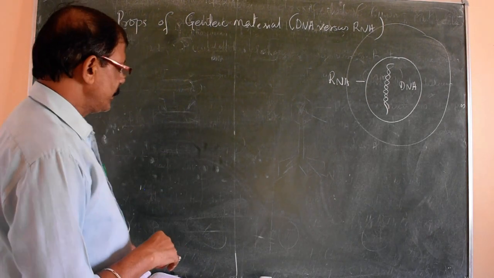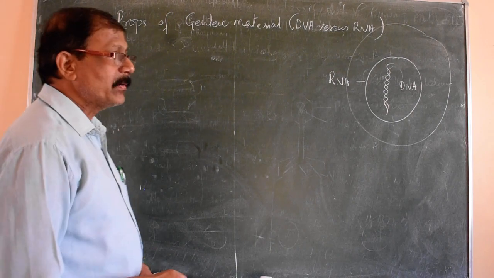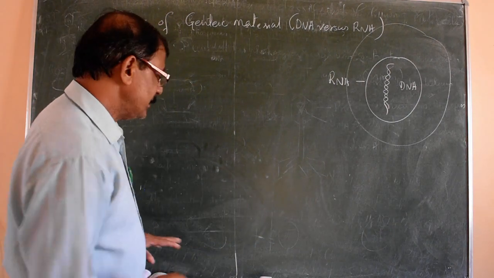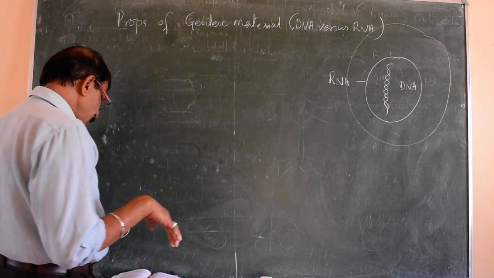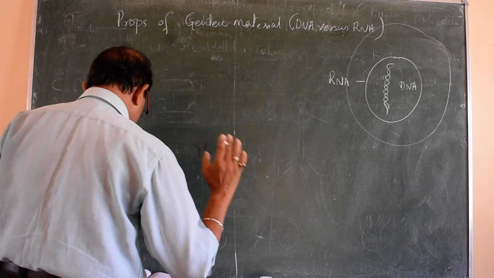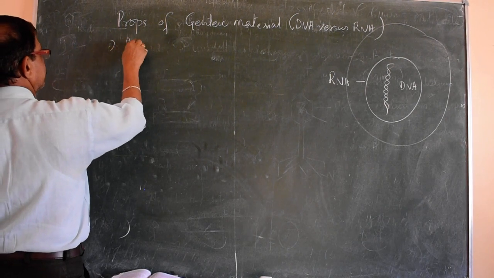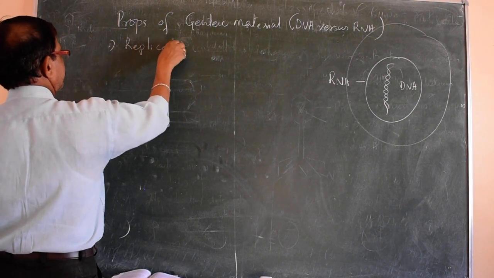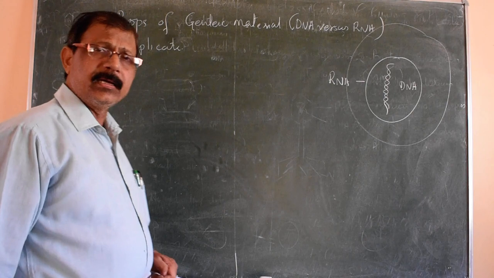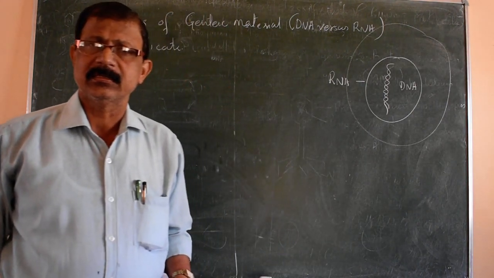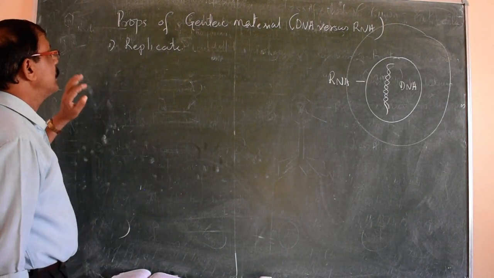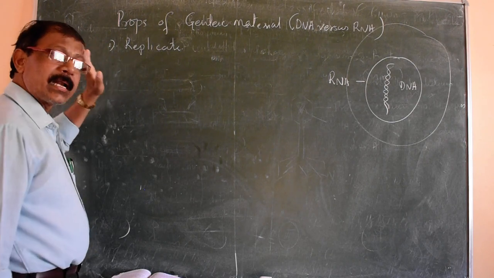Okay, now return back to the properties of genetic material. If it is a genetic material, what is its main characteristic feature? It should be able to replicate. If you are considering a material as genetic, that genetic material must have an ability to replicate itself.